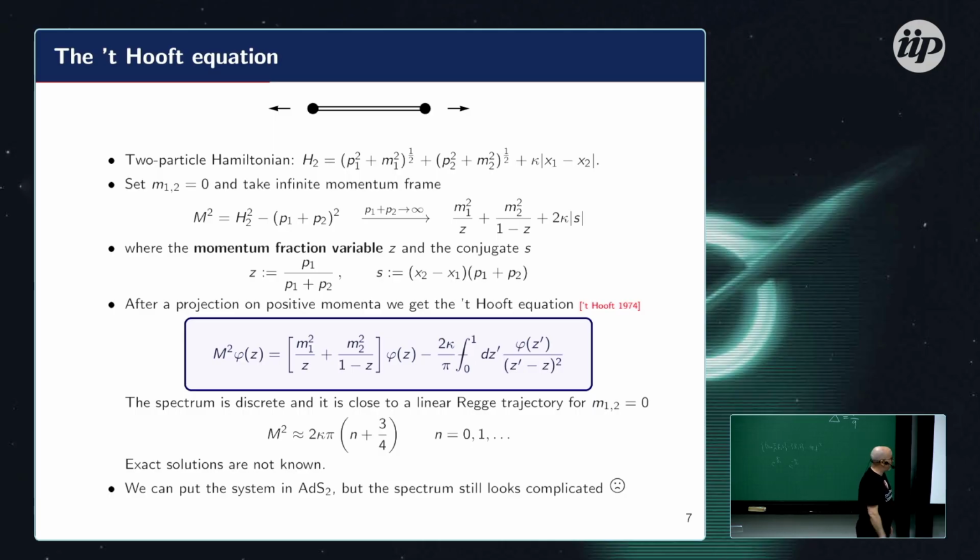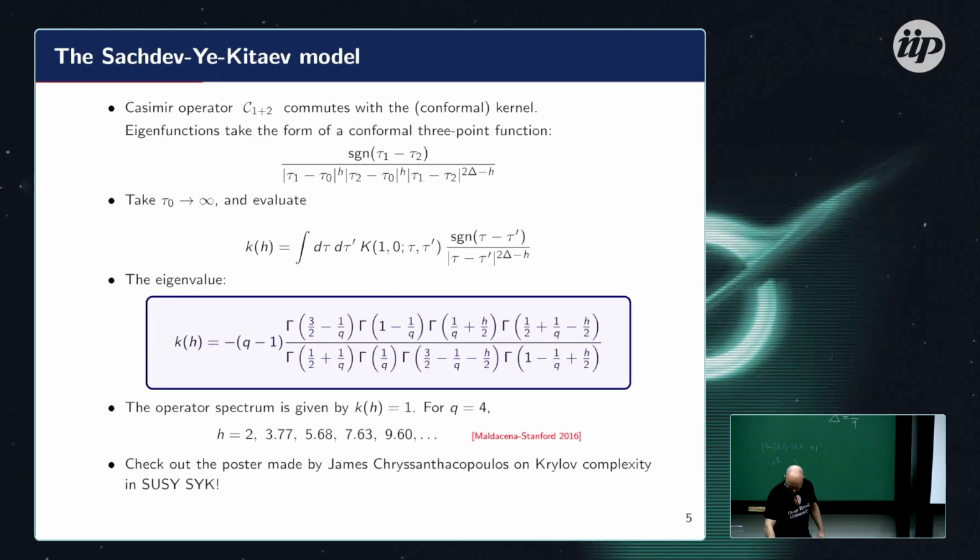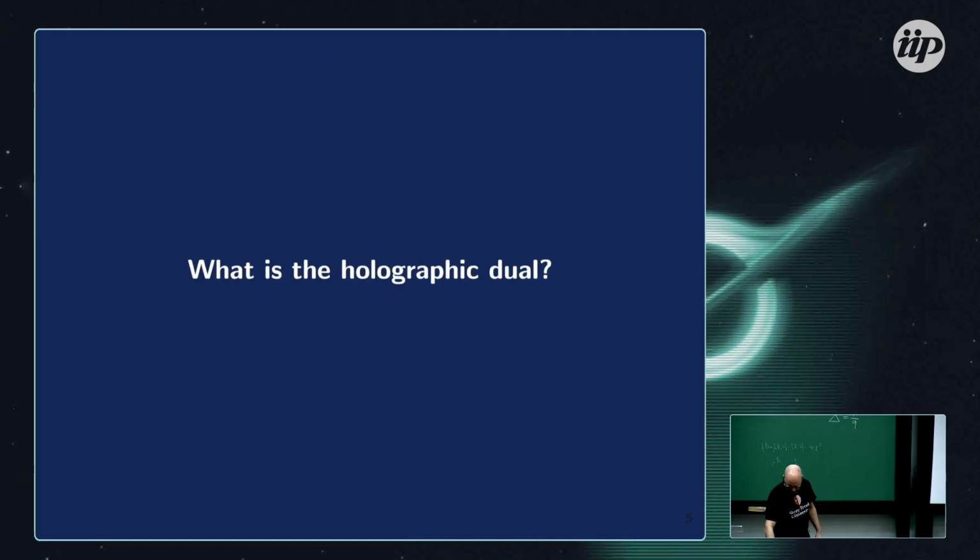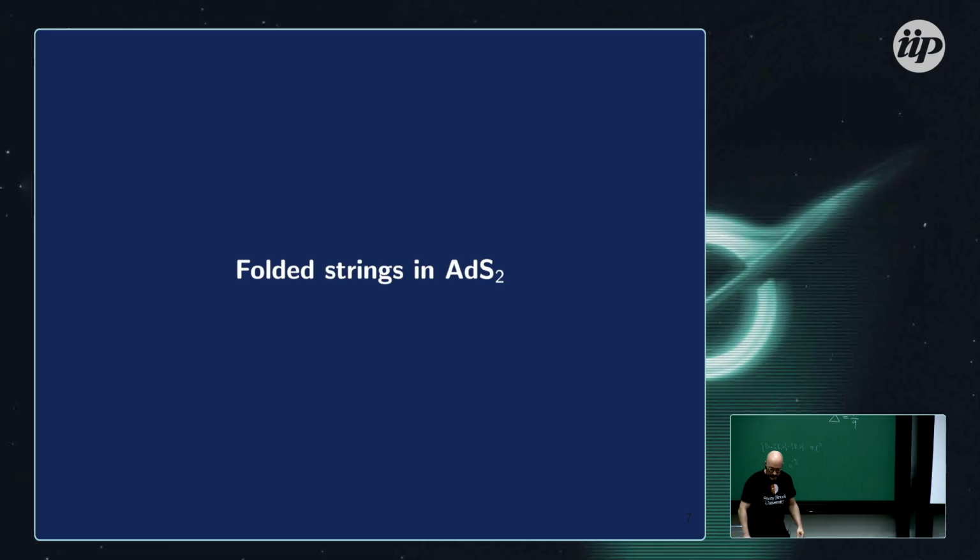You can try to put it into AdS2, which is what we're going to do next. But the spectrum will still be complicated, so you have to simplify it somehow. This looks horrible, but it's still much, much simpler than the 't Hooft model spectrum. Okay, so let's try to put it into AdS2. Any questions so far?